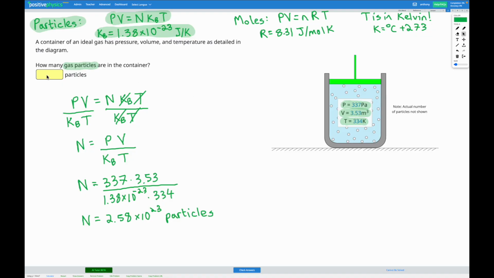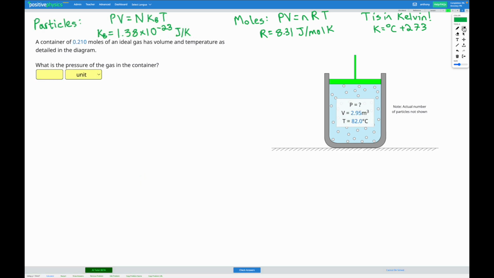So we can go ahead and fill that in our answer box. On this platform, times 10 to the power of is written with an E. So 2.58, then we use E to represent times 10 to the power of, and then we write 23 to show 10 to the power of 23. Awesome. Let's do one more question of this type.